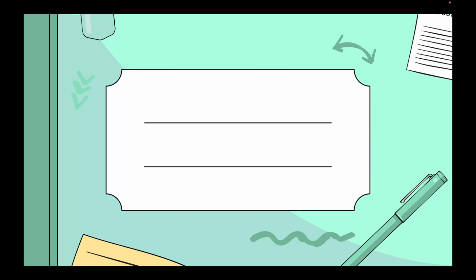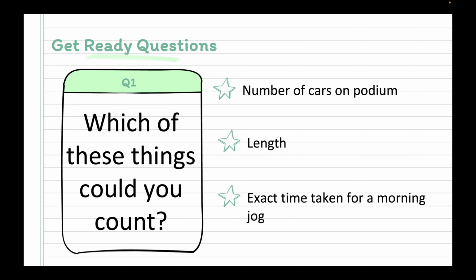Hi everyone, in today's session we're going to learn how to identify the different types of data. To make a start, let's go through some get ready questions. Question number 1, which of these things could you count? Number of cars on podium, length, exact time taken for a morning jog. Yes, number of cars on podium can be counted, wherein length and exact time taken are measured.